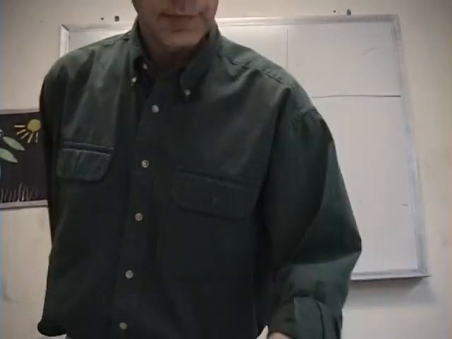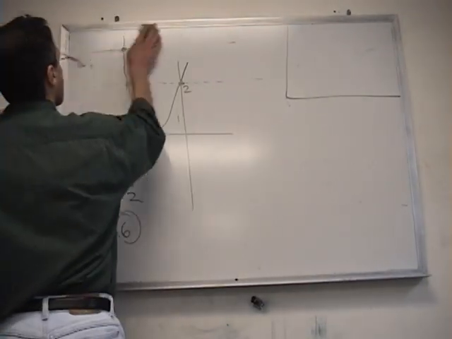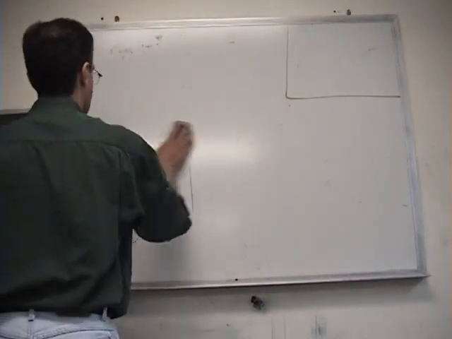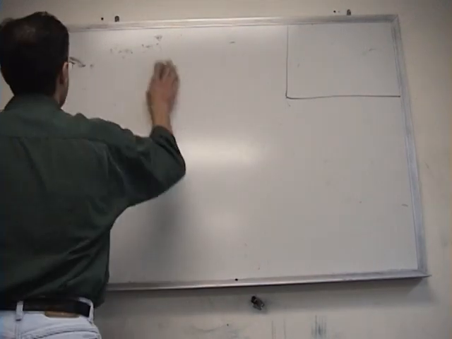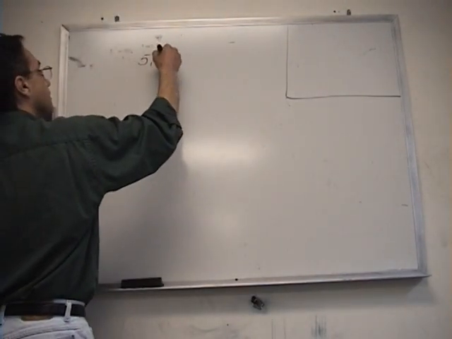Number 9. Jackie Schletter, please. A culture of 5,000 bacteria triples every 15 minutes. What is the size of the bacteria population after 8 hours have elapsed?